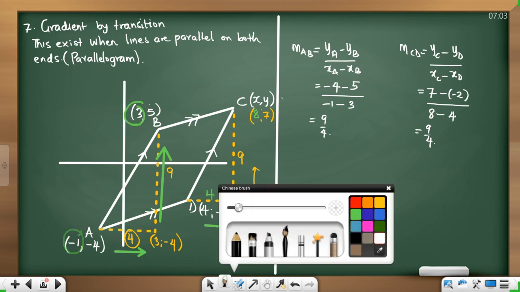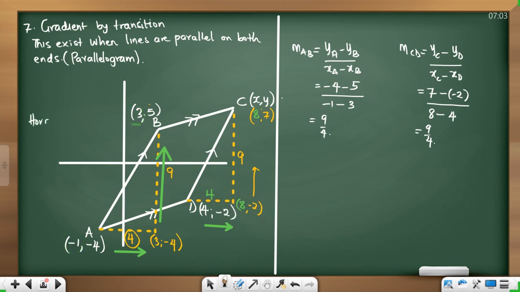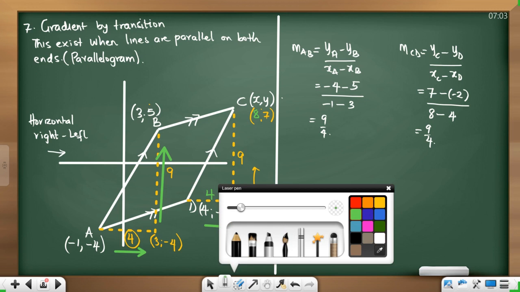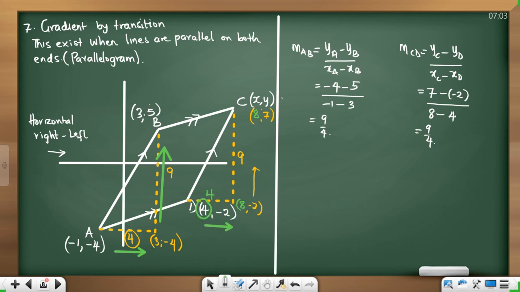To get the horizontal, right minus left, because we're moving to the right. Right minus left. 3 minus -1 would give me what? 4. And then I came here and did the same. 4. Do you see right minus left? 8 minus 4 will also give me 4. So I can just add 4 plus 4, 8.